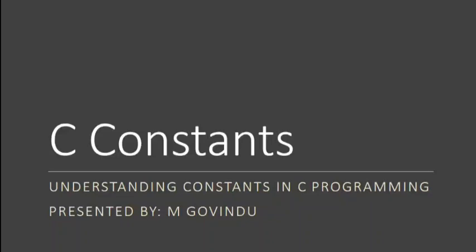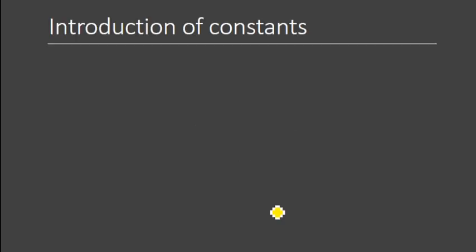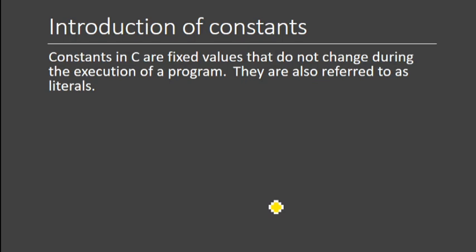In this video, I am going to explain various constants, understanding constants in C programming. So first of all, you should understand what is meant by constant. Constants in C are fixed values that do not change during the execution of a program. Constants are also called literals. Literal means the value does not change.